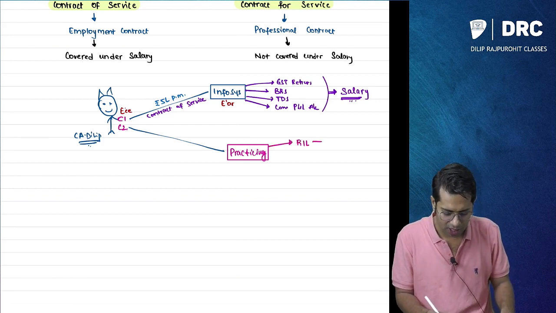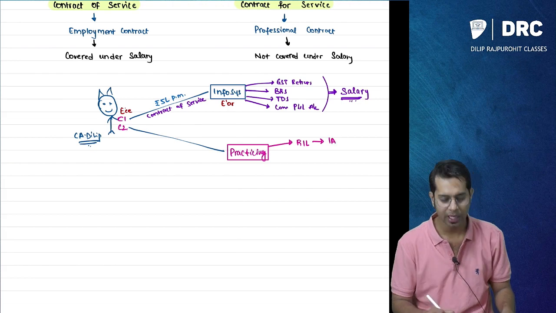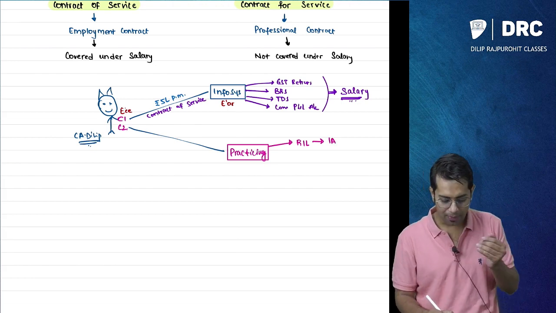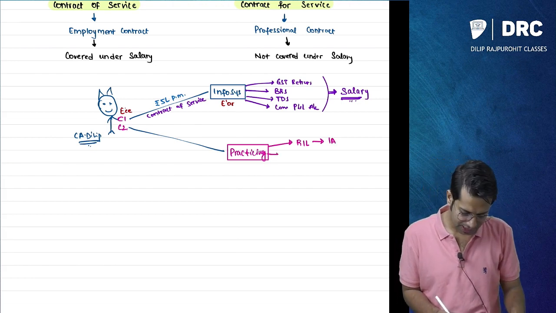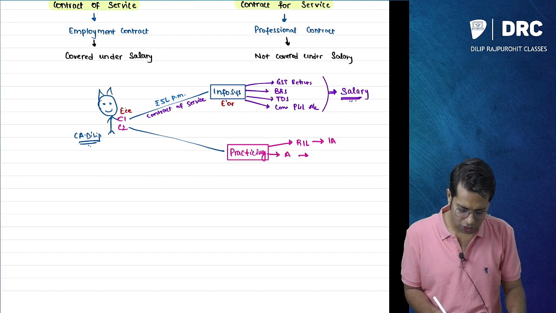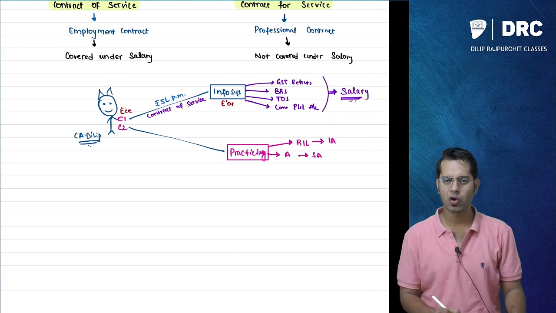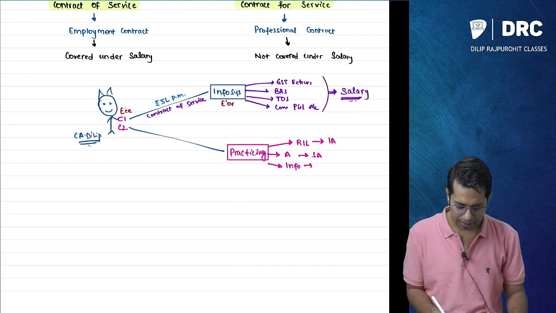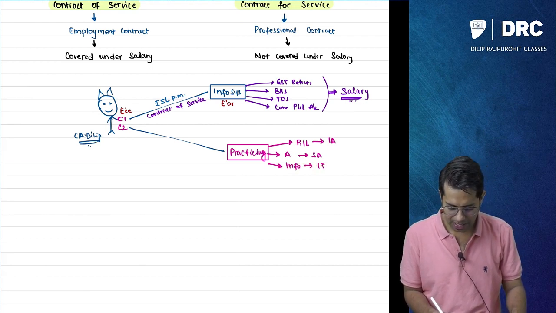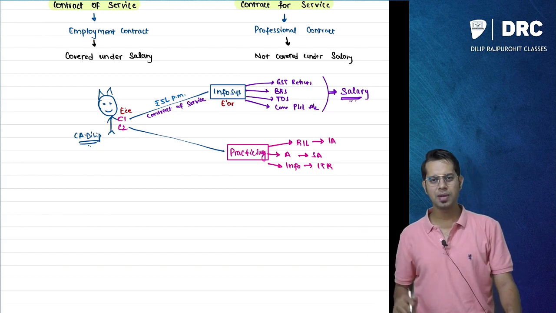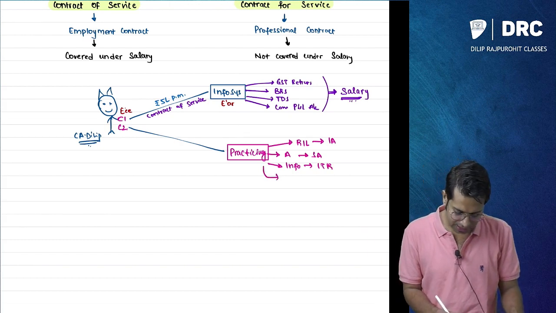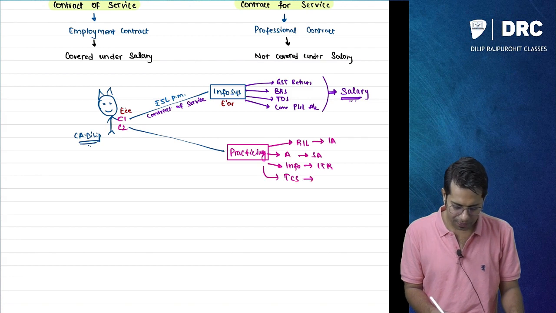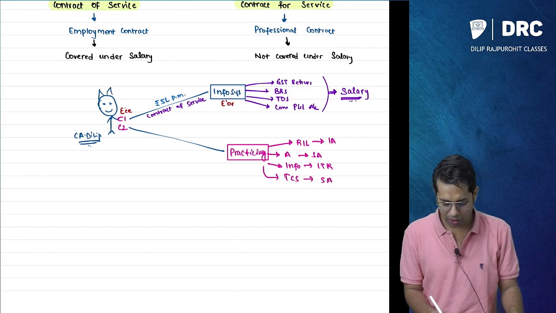So Reliance Industries has asked me to do their internal audit. So I am doing internal audit for Reliance Industries. Adani told me to do their stock audit. So I am doing stock audit for Adani. Then Infosys asked me to do their income tax filing. So I am doing income tax filing of Infosys. Then say TCS came and told me to do their statutory audit.